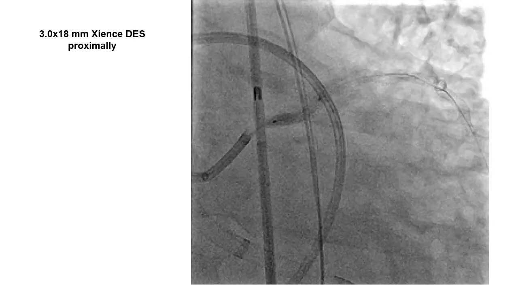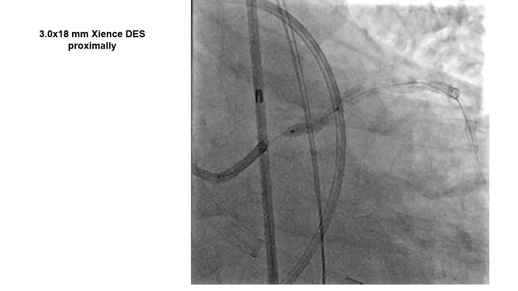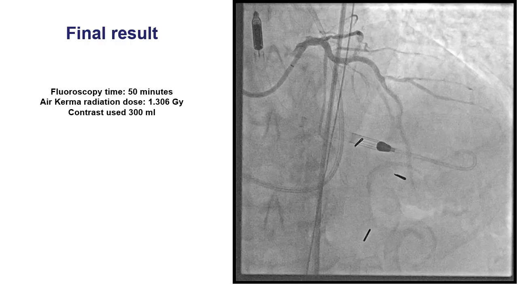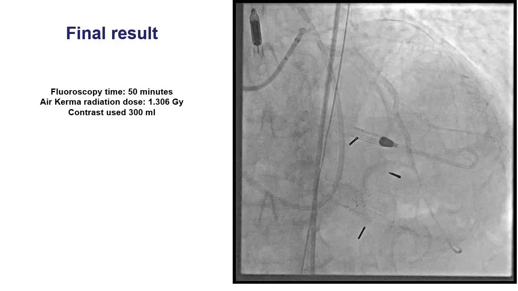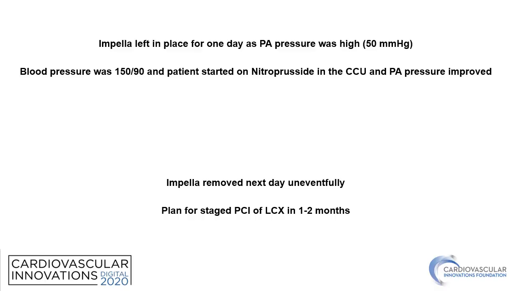We then used the 3.0 by 18 Synergy DES proximally. And this was our final result. The Impella was left in place as the PA pressure was high. The patient was started on nitroprusside, and both PA pressure and blood pressure improved. And then the Impella was removed the next day uneventfully.